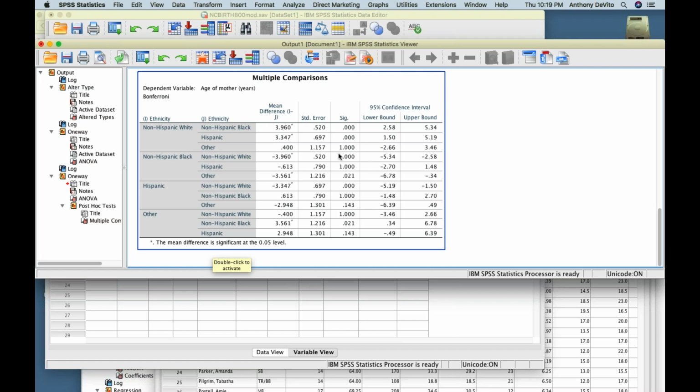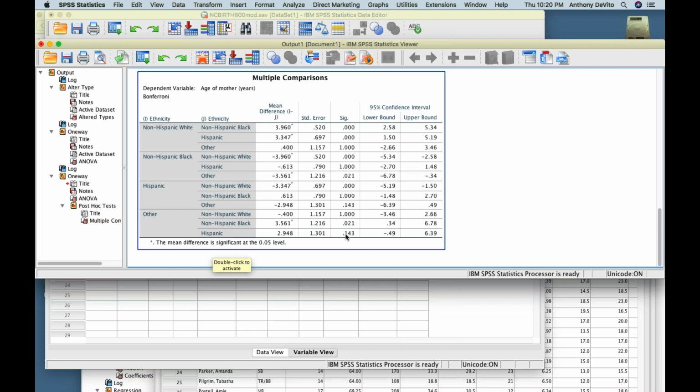Well, no, that's not less than 0.001, so I fail to reject that mean. I can't say that means are not equal there. Okay, so Hispanic black, you'll notice it tries every combination. Non-Hispanic black is different than all others, right? That's statistically significant, and so on. And you can just go down here, and others is different than Hispanic as well.